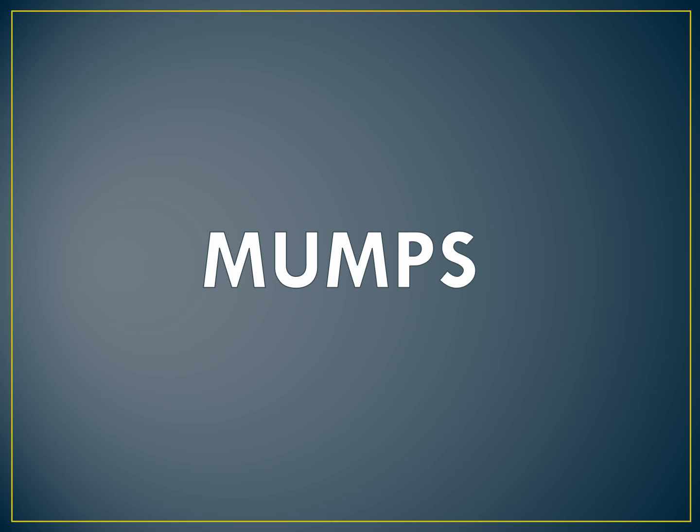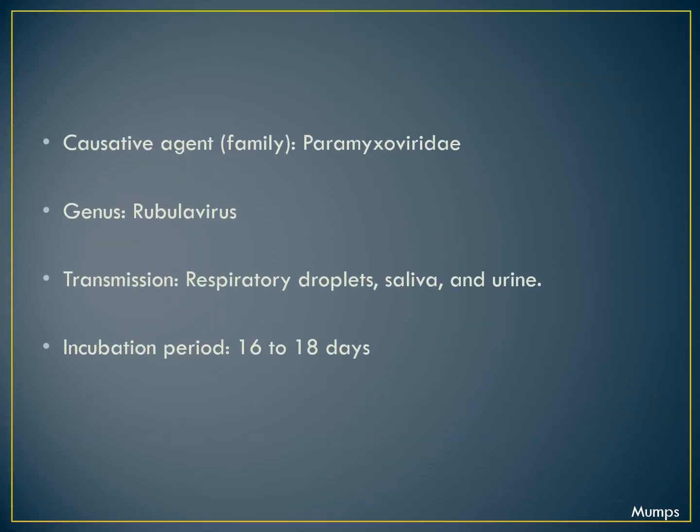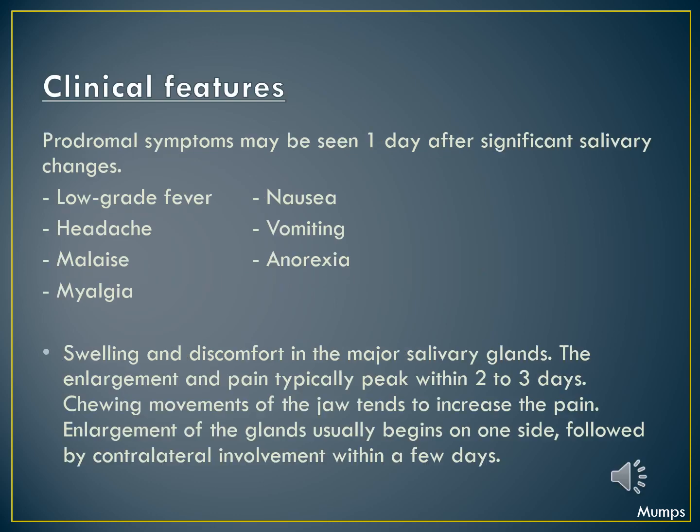So first of all, mumps. The causative agent or family of mumps is Paramyxoviridae. The genus of mumps is rubella virus, and the transmission of mumps is usually through respiratory droplets, saliva and also urine. And the incubation of mumps is usually around 16 to 18 days, which is around 2 to 3 weeks.